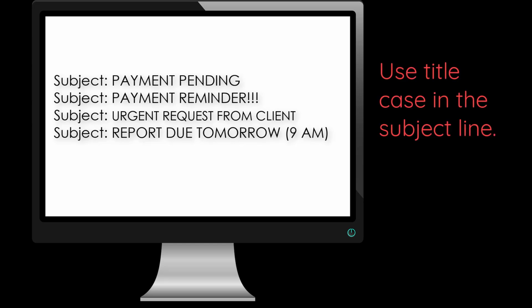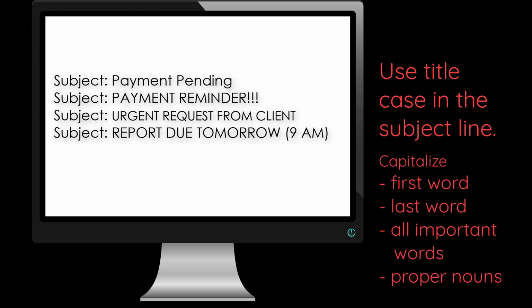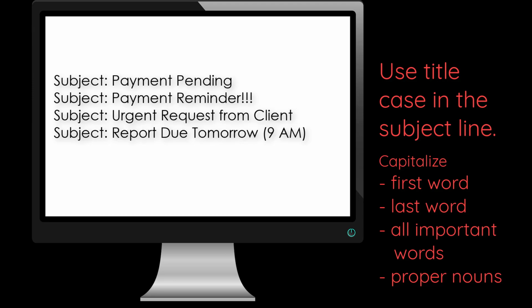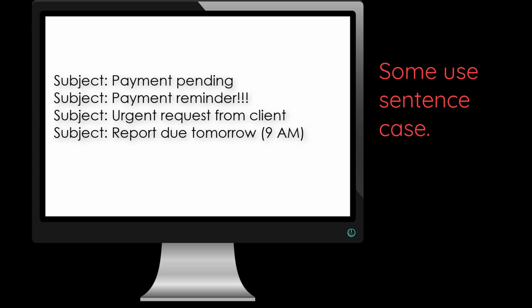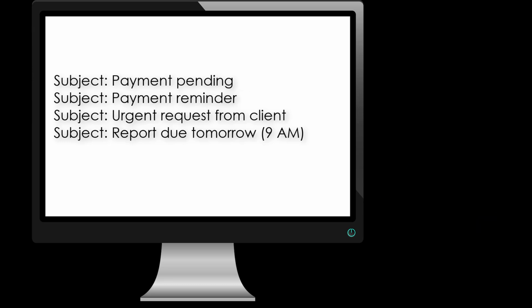In the subject line, you can simply use title case. We capitalize the first word, the last word, and all important words, like nouns, verbs, adjectives, adverbs, and of course proper nouns. Some people choose to use sentence case. That means you only capitalize the first word and proper nouns. And don't feel the need to use exclamation points in the subject line, especially in business email.